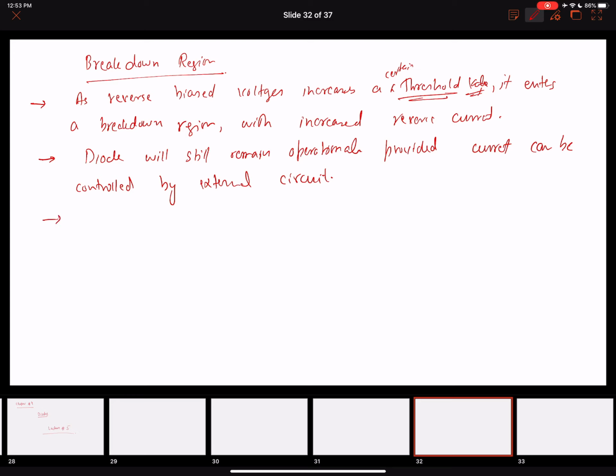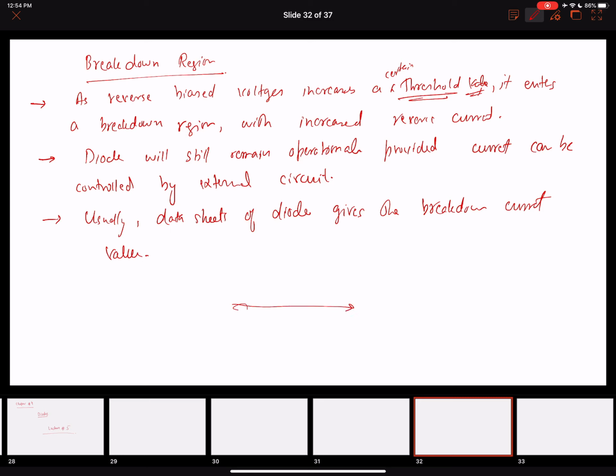And usually the data sheets of the diode give the breakdown current value. Alright, so this is it with the breakdown region. We're going to do one quick example to wrap up our lecture.